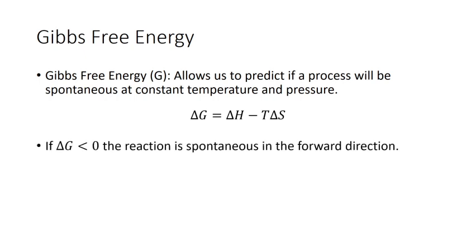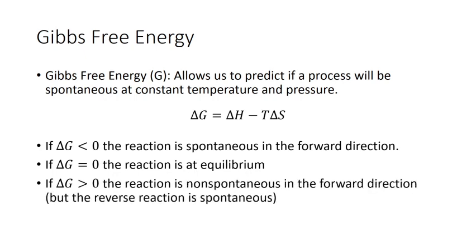And the conditions that define spontaneity are if delta G is less than 0 or has a negative value, the reaction is going to be spontaneous in the forward direction. If delta G is 0, then the reaction is at equilibrium, right? Hopefully you remember some things about equilibrium. And then if delta G is greater than 0 or has a positive value, the reaction will not be spontaneous in the forward direction. However, it is spontaneous in the reverse direction.